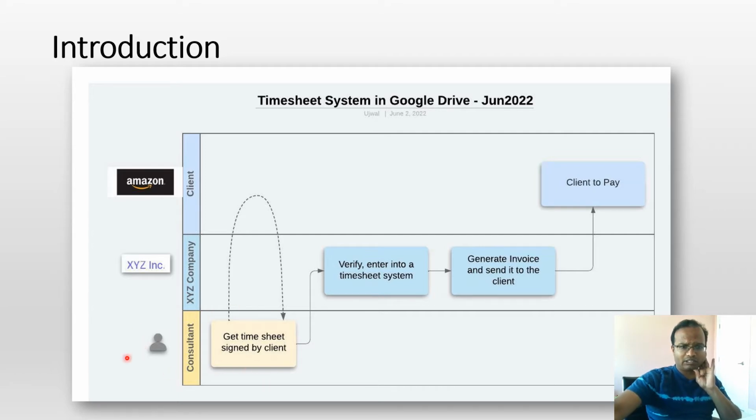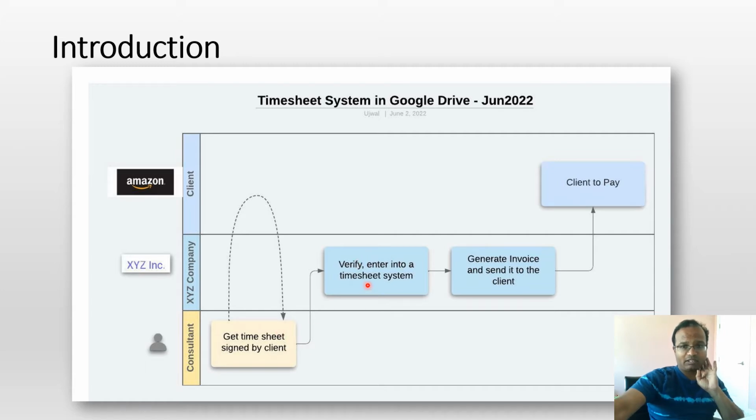This is a client, this is a consultant, this is a staffing company, XYZ company, and let's say in this case the client is Amazon. The consultant has to get the physical timesheet signed. Maybe not all companies follow the same process, but many still want a physical copy, signed physically and then scanned. In this example, I am taking that. So get it signed and then send it to the employer.